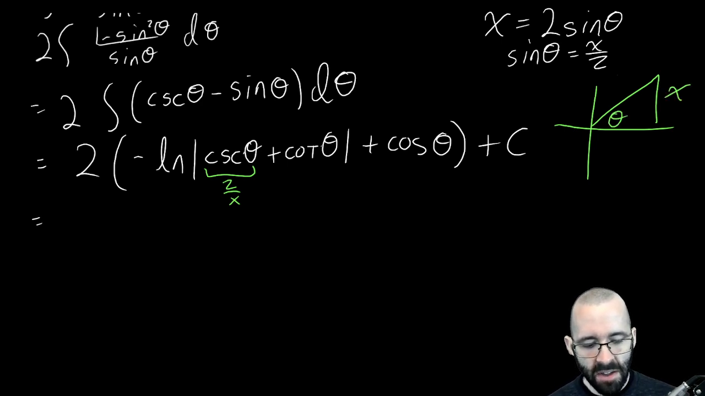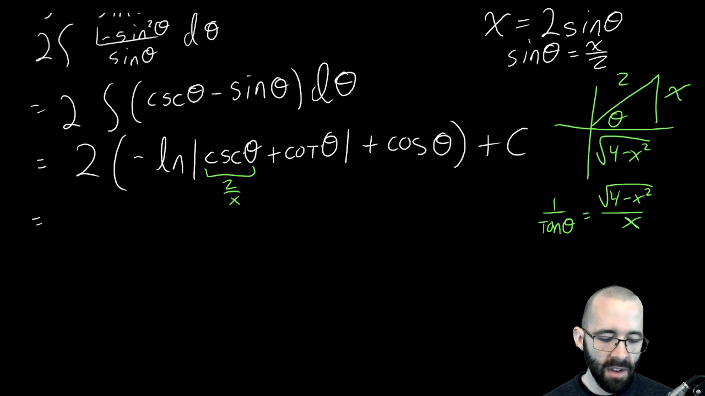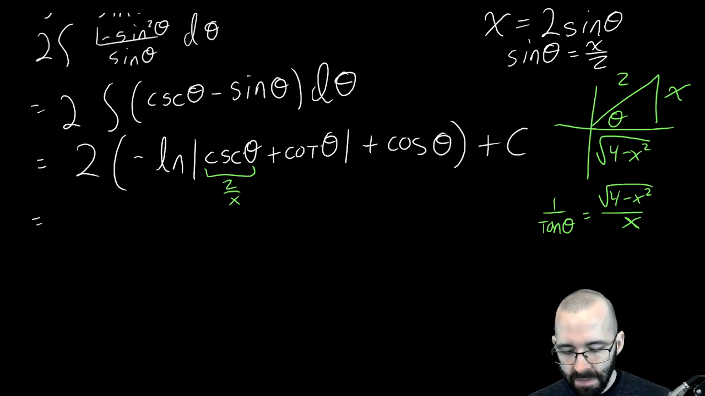So sine of theta is x over 2, opposite over hypotenuse. Pythagorean theorem says this is what this will be. So the cotangent is going to be 1 over tangent. So it's the reciprocal of opposite over adjacent. It's adjacent over opposite. Yeah, and if x is negative, we're still negative, and if x is positive, we're still positive, just like we wanted.